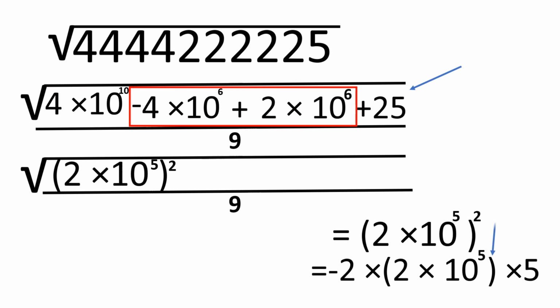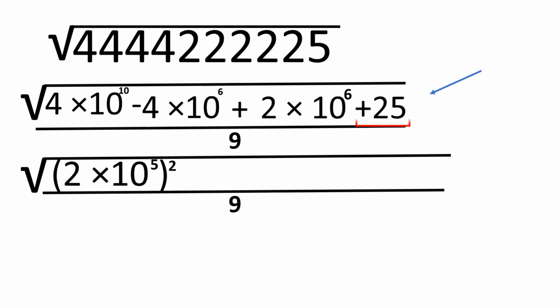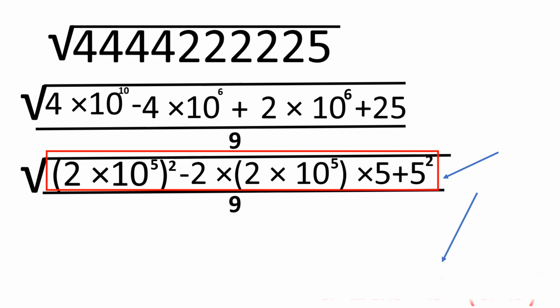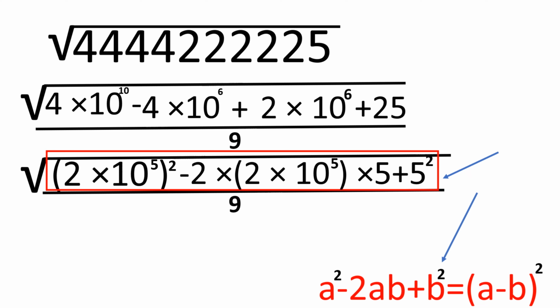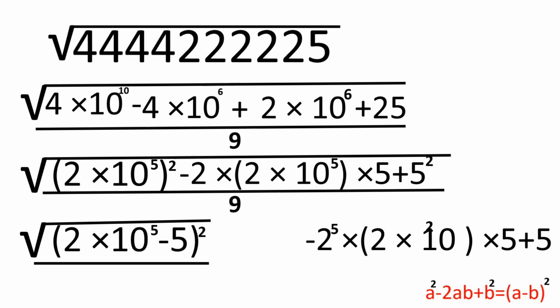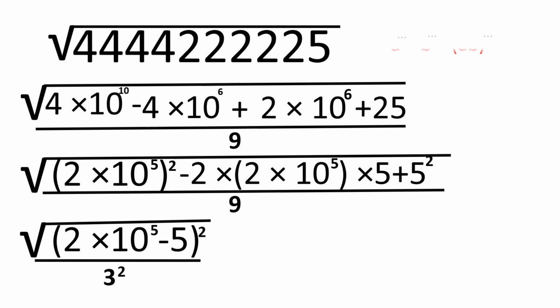Oh my god, can you notice something? This is nothing but a square minus 2 times ab plus b square, which is equal to a minus b whole square, where a is 2 times 10 raised to the 5th power, and b is 5. So this will be 2 times 10 raised to 5 minus 5 whole square. And this 9 is nothing but 3 square. So again, using this rule, we can rewrite this as 2 times 10 raised to the 5th power minus 5 divided by 3 whole square.